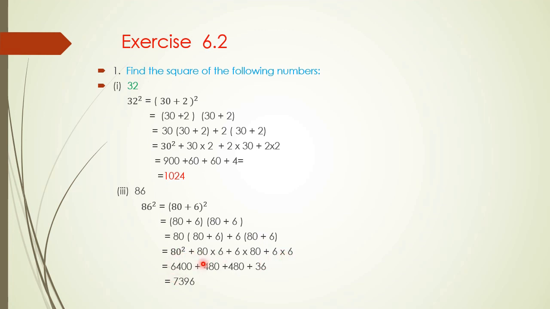Okay, now 80 square means 80 into 80. You know 8 8s are 64, and if we have a 0 in the number, we put 2 zeros in the answer. And 80 into 6, 8 6s are 48 and one 0 put. Similarly, 6 into 80 we have here 480, and 6 into 6 is 36, and in between we put this plus sign and this plus sign. So we have to add all the numbers, and adding we get 7396. And if you calculate 86 into 86 by direct multiplying, then also you will get the same number. So here the method is asked, so we did it in the method. Okay, if it is a fill-in-the-blanks question, you can choose any method.